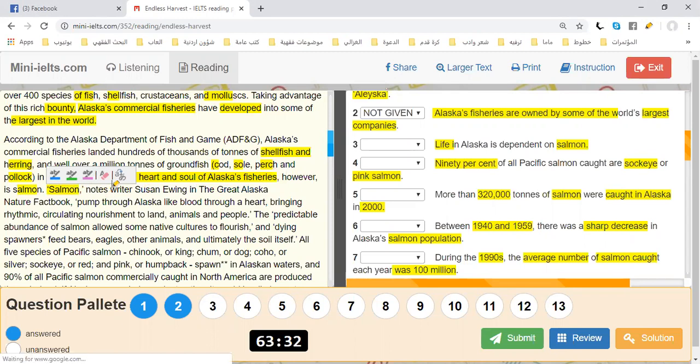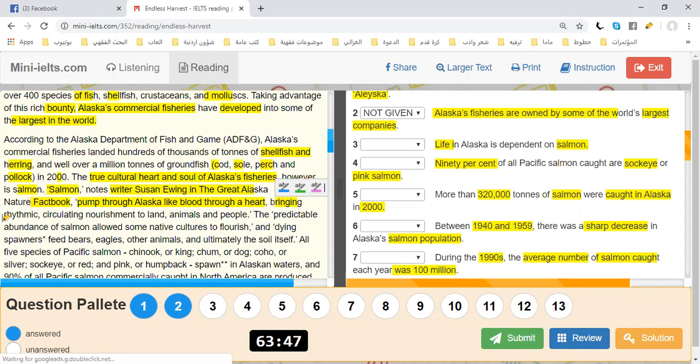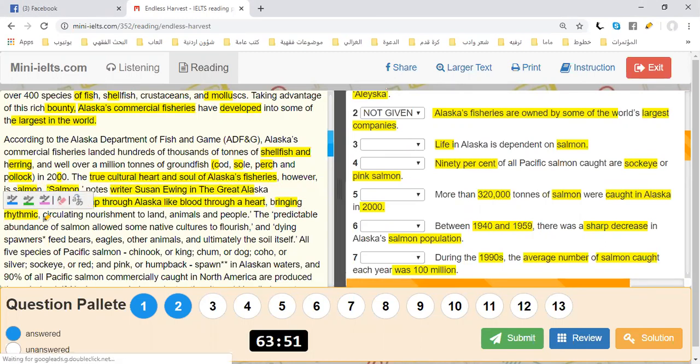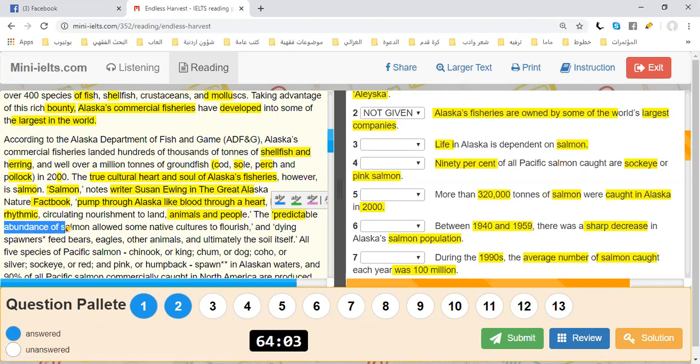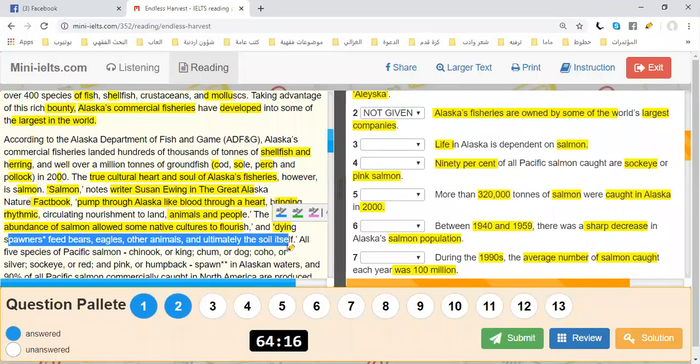Salmon, notes writer Susan Ewing in the Great Alaska Nature Factbook, pump through Alaska like blood through a heart, bringing rhythmic, circulating nourishment to land, animals, and people. The predictable abundance of salmon allowed some native cultures to flourish, and dying spawners feed bees, eagles, other animals, and ultimately the soil itself.